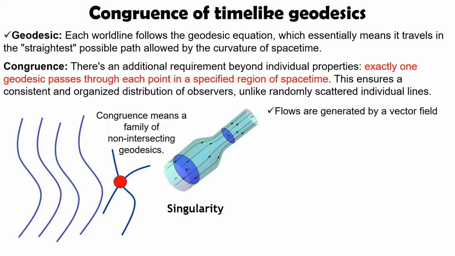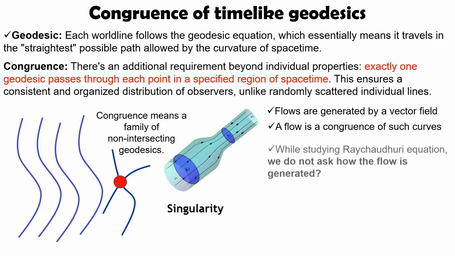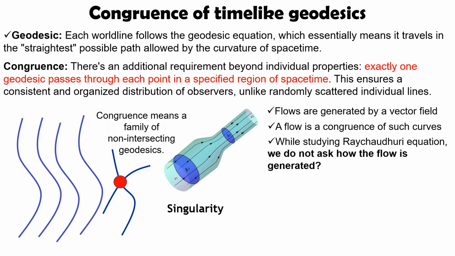Number one, flows are generated by a vector field. Number two, a flow is a congruence of such curves, because we are dealing with geodesics. So obviously the full flow is a congruence of such curves. On the left hand side, I've just given a schematic diagram of a flow. Mind you, it is not the actual geodesic. It can be anything flowing through a bottle, electricity, magnetism over a specified area.